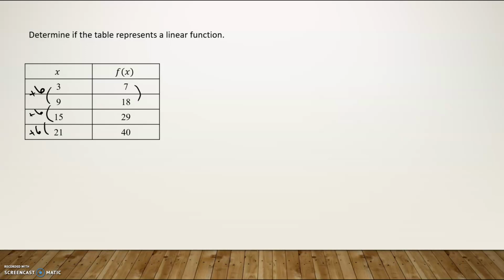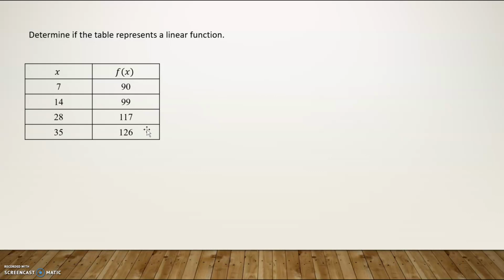And then let's look at the y values. Between 7 and 18, that would be plus 11. From 18 to 29, that would be plus 11. And from 29 to 40, that would also be plus 11. So we've got a constant change in the x values and the y values, so that would represent a linear function.